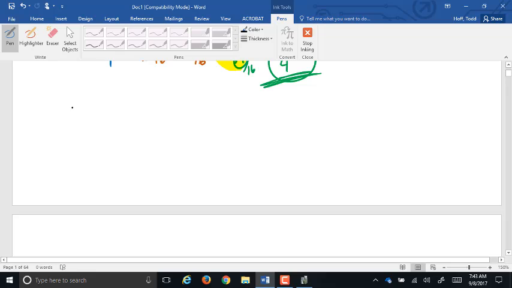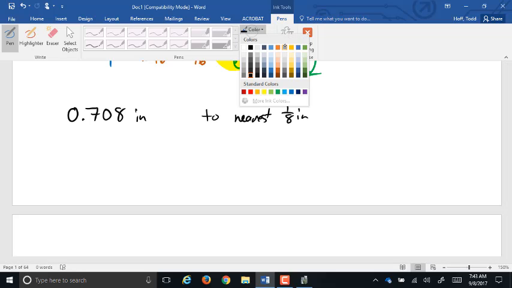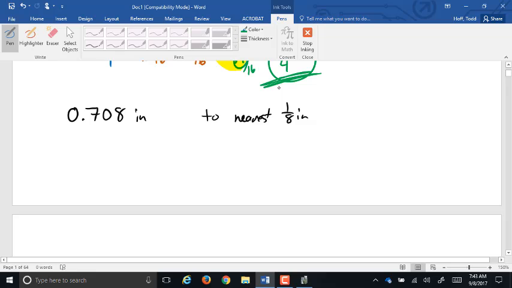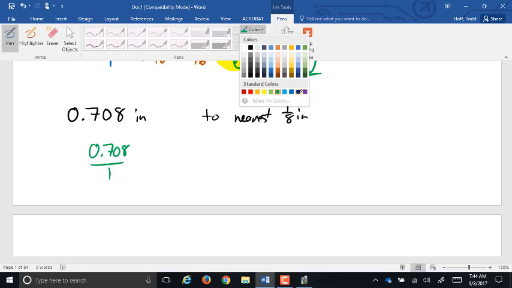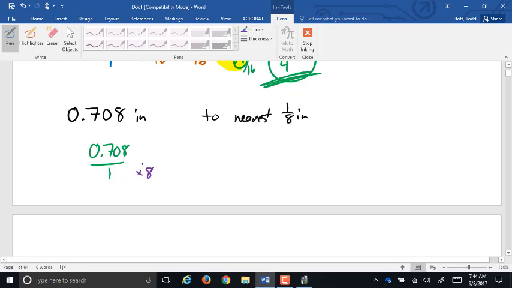So what if I have 0.708 inches and I want it to the nearest 1/8 inch? Tell me what to do. 0.708 over 1. We're going to multiply by 8 because we want it to be 8ths. Very good. So 0.708 is 5.664.